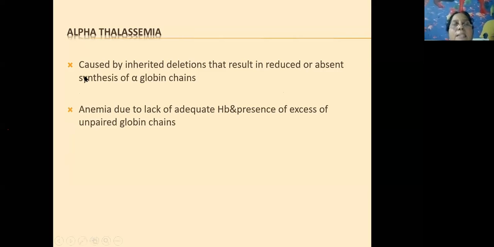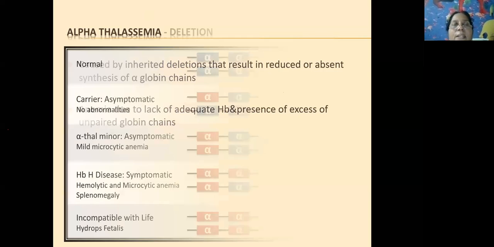And alpha thalassemia is caused by inherited deletion. It is not a mutation. It is usually deletions that result in reduced or absent synthesis of the alpha globin chain. So due to lack of adequate hemoglobin, there is an excess of globin chain. Alpha chain is the defective globin.